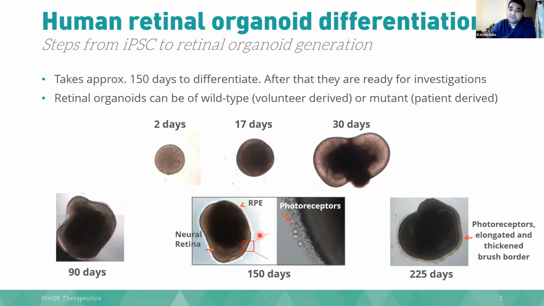Once they're fully mature, they are ready for investigations. They should be good for a month or two. People have maintained them for much longer periods, but there is limited data about the quality of these organoids when maintained for very long durations. And retinal organoids can be of wild type, volunteer-derived, or mutant derived from patient iPSC.